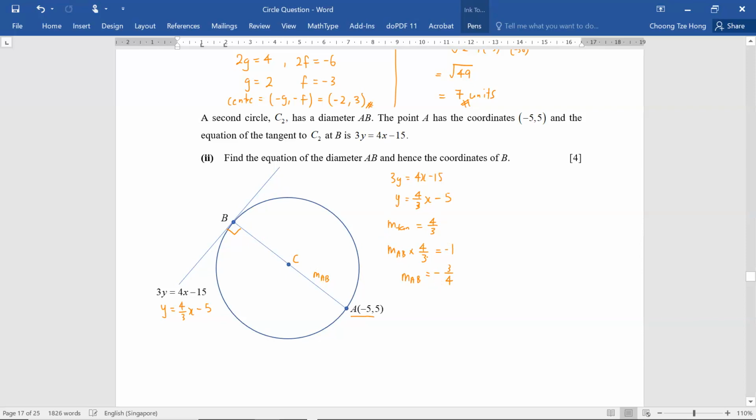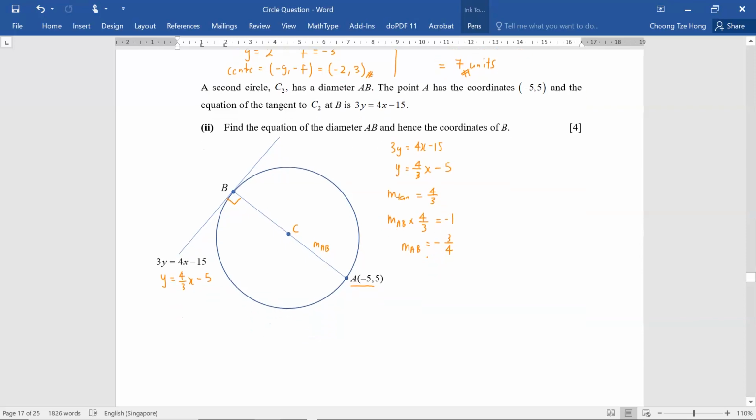So once I know the gradient of AB, then I can use it to find the equation of AB. We're going to use y minus y1, using the coordinates of A, equals negative 3 over 4 times x minus x1, right? So y minus 5 equals negative 3 over 4x plus 5, so minus 15 over 4, right? So this will be the equation of AB.